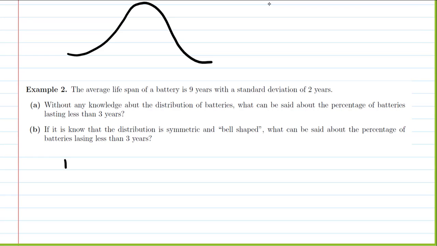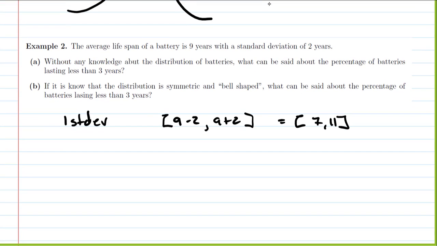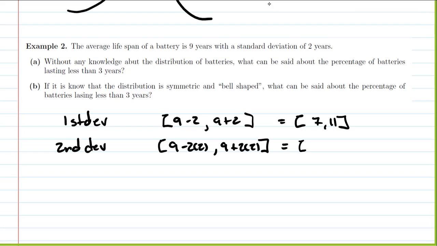So 1 standard deviation from the mean would be 9 minus 2 and 9 plus 2. So that would be the interval 7 to 11, right? So that's 1 standard deviation. 2 standard deviations would be 9 minus 2 times 2 and 9 plus 2 times 2. So that's 9 take away 4 is 5, and 9 plus 4 is 13.